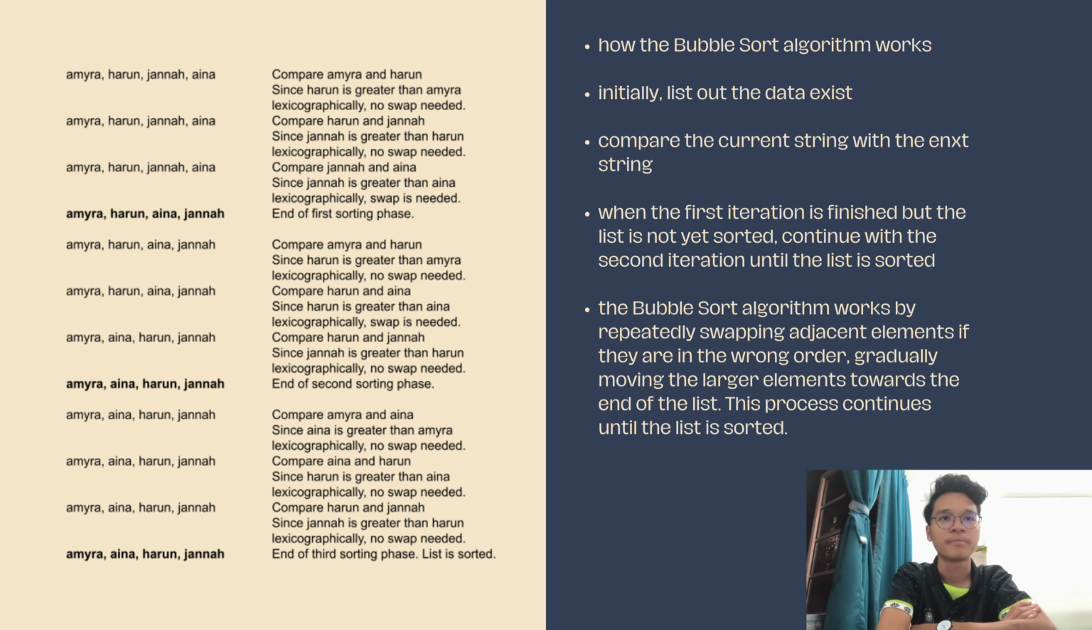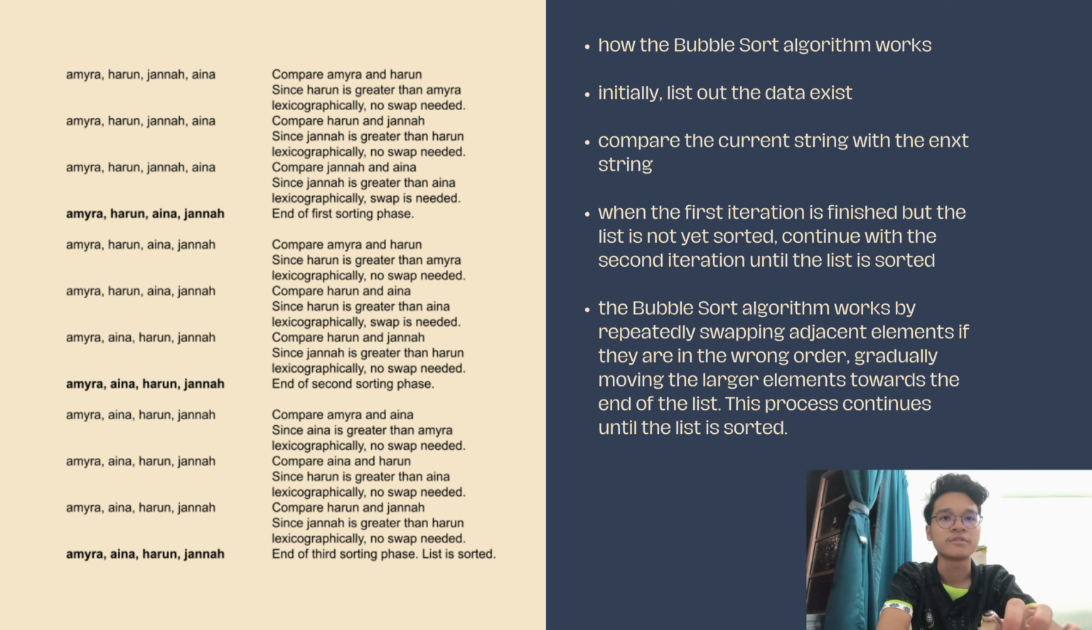The first step is compare Amira and Harun. Since Harun is greater than Amira lexicographically or alphabetically, no swap is needed. Compare Harun and Jannah. Since Jannah is greater than Harun lexicographically, no swap is needed also. And then compare Jannah and Aina. Since Jannah is greater than Aina lexicographically, swap is needed because the alphabet A comes before the alphabet J. And then this is the end of the first sorting phase.